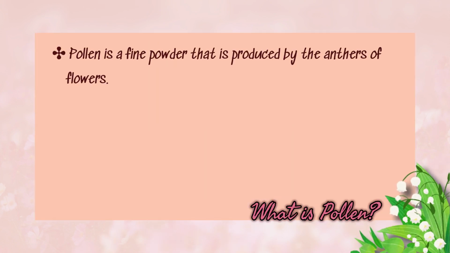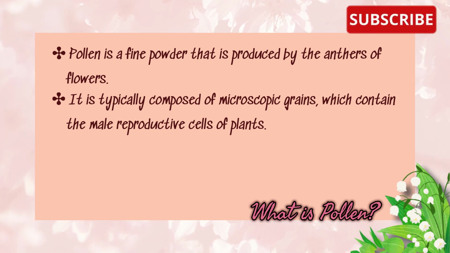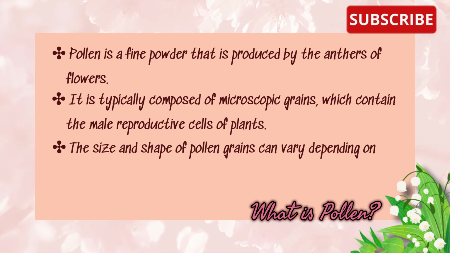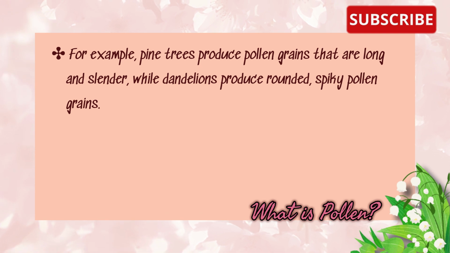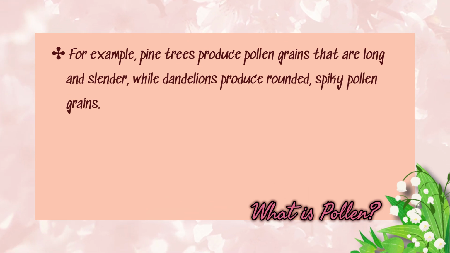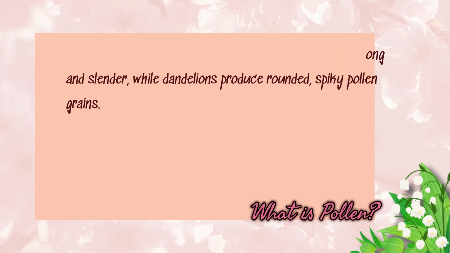What is pollen? Pollen is a fine powder that is produced by the anthers of flowers. It is typically composed of microscopic grains which contain the male reproductive cells of plants. The size and shape of pollen grains can vary depending on the plant species. For example, pine trees produce pollen grains that are long and slender, while dandelions produce rounded, spiky pollen grains.